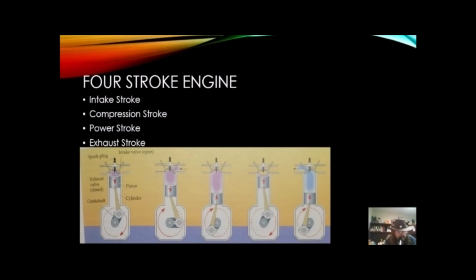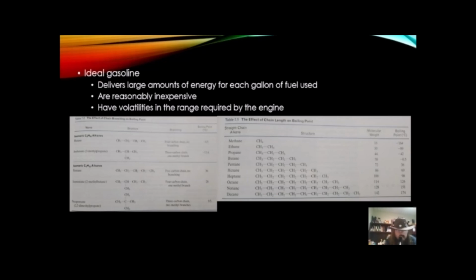Now, gasoline is made of a mixture of hundreds of different alkanes, alkenes, and aromatic groups of various lengths. An ideal gasoline should deliver large amounts of energy for each gallon of fuel used. It should be reasonably inexpensive, and it should have volatilities in the range required by the engine. It would be bad if we had to fill up the tank twice a day because it ran through gas too quickly.